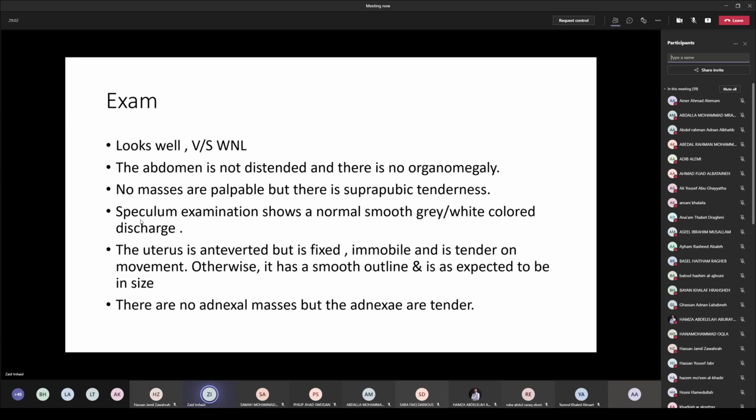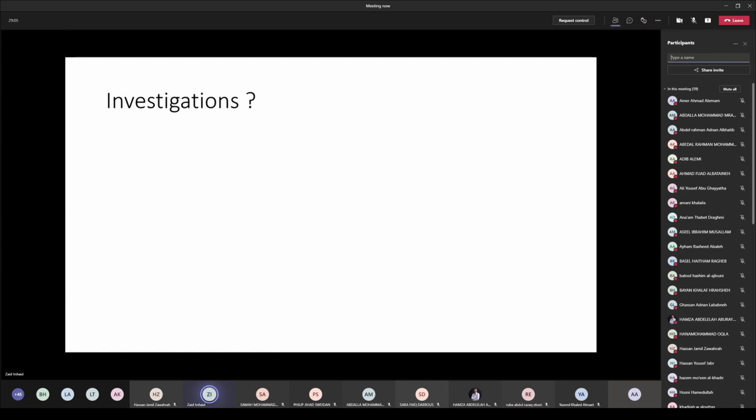Okay. So as always, after performing our examination, we should start investigating to confirm our differential diagnosis. But before we start describing the investigations, we should discuss our differential diagnosis. So I'll give you a summary of our findings so far.